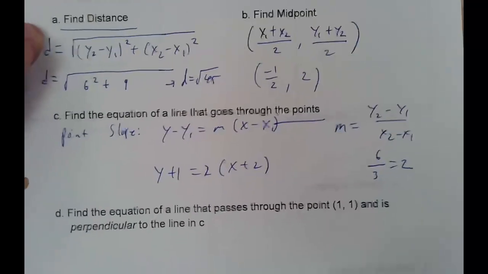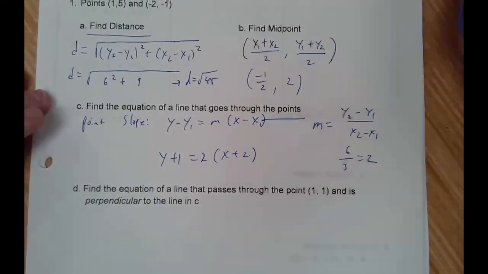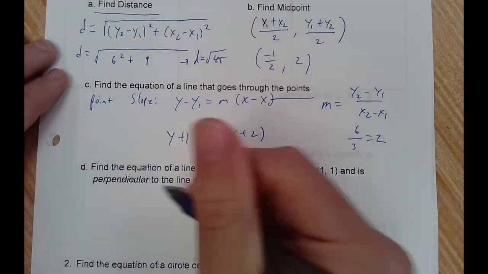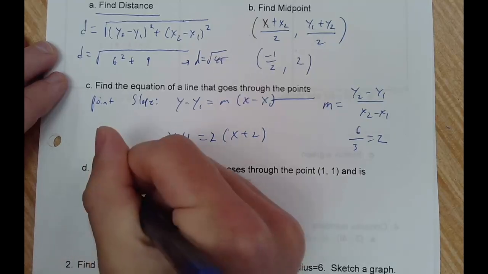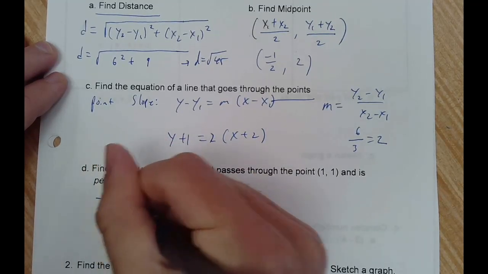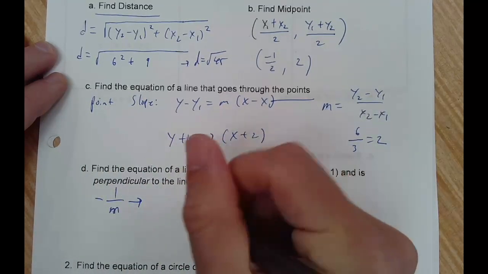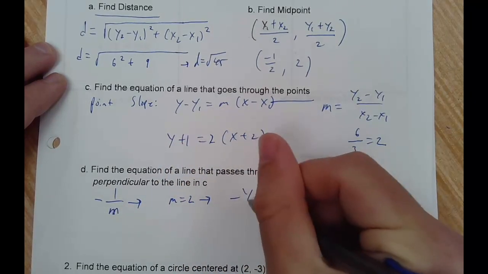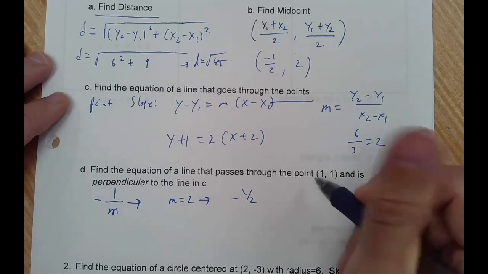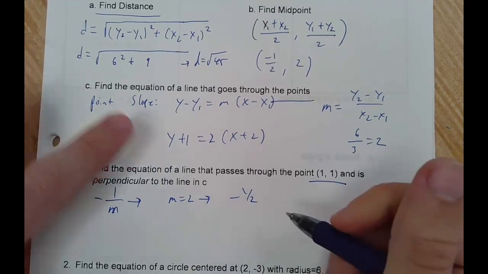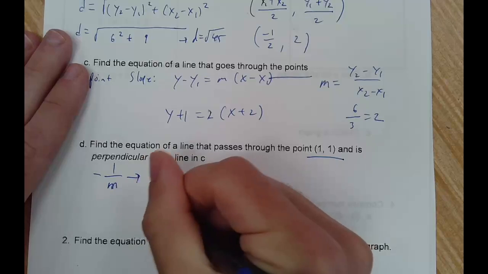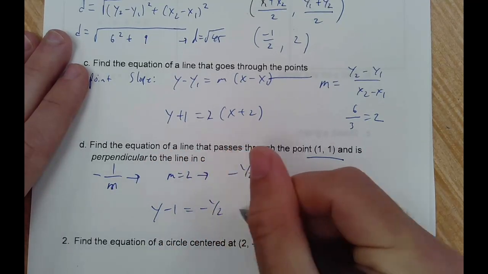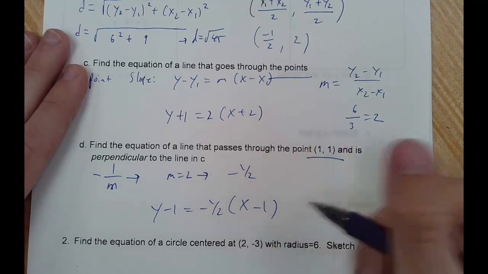Find the equation of the line that passes through 1, 1 and is perpendicular to the line at C. So if it's perpendicular, then the slope needs to be the opposite reciprocal, so negative 1 over m. So in that case, if my original slope was 2, then my perpendicular slope would be negative 1/2. And it has to go through 1, 1. So it's the same idea. You're going to use that point slope formula. We're going to get y minus 1 equals, but this time, negative 1/2 times x minus 1.